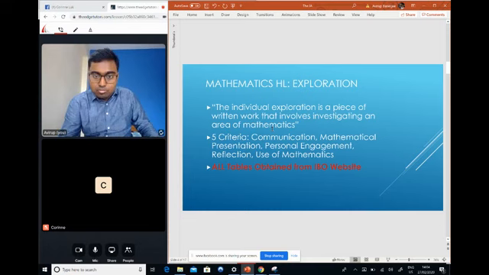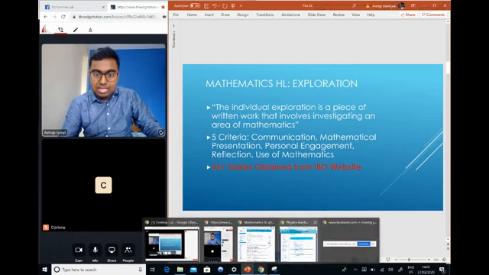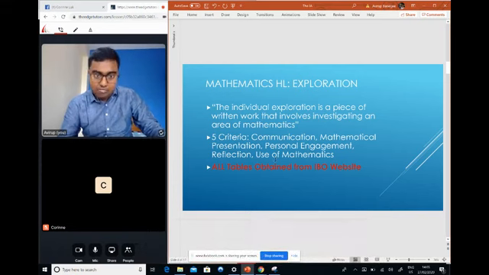So, in the words of the IB, the individual, and it is an exploration, by the way, that is what they call it. They don't call it an IA. The individual exploration is a piece of written work that involves investigating an area of mathematics. There are 5 criteria: communication, mathematical presentation, personal engagement, reflection, and use of mathematics.